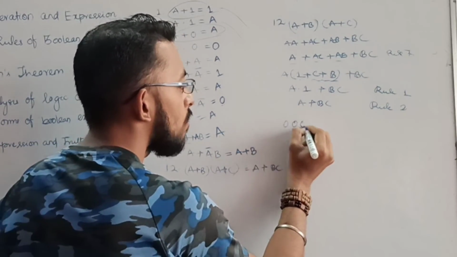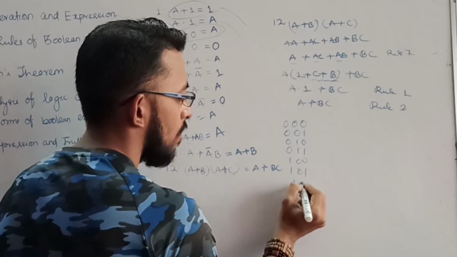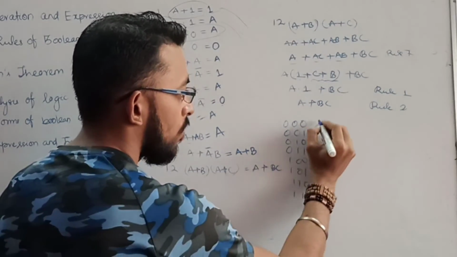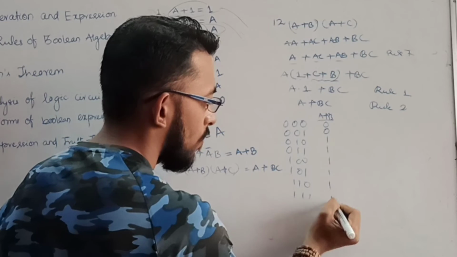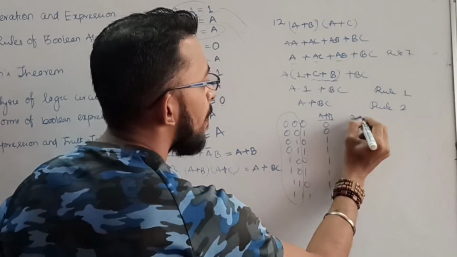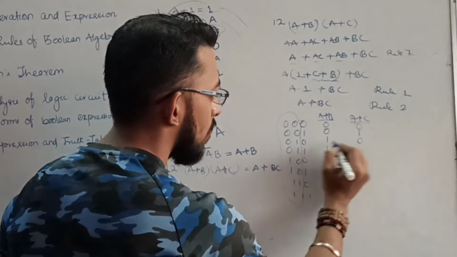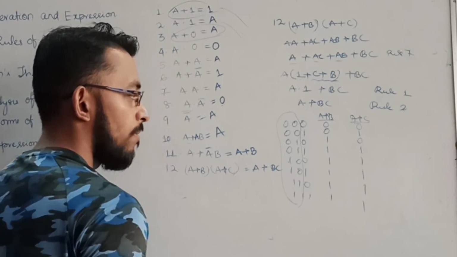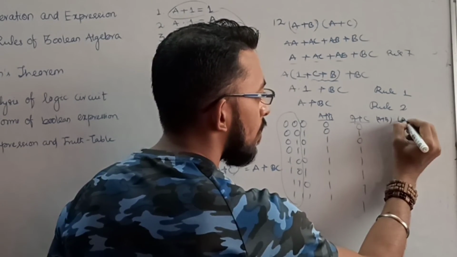For 3 inputs: 0 0 0, 0 0 1, 0 1 0, 0 1 1, 1 0 0, 1 0 1, 1 1 0, and 1 1 1. First I have to find A plus B. I have to add these two with the simple OR operation. What will A plus B be? 0 0 1 1 1 1 1 1. Then we do A plus C, the first and third columns: 0 1 0 1 1 1 1 1. Then I have to combine these two, means A plus B into A plus C.